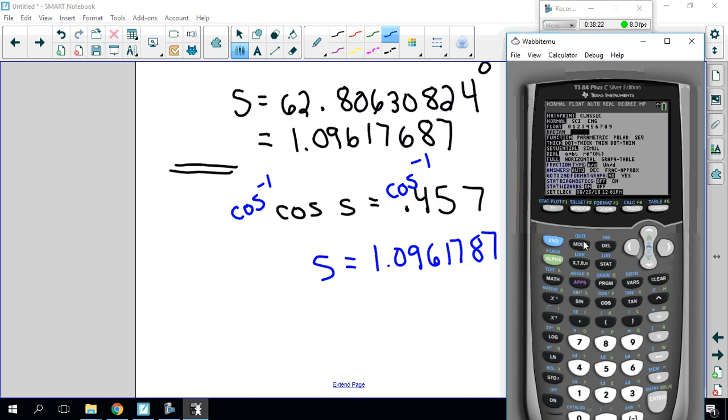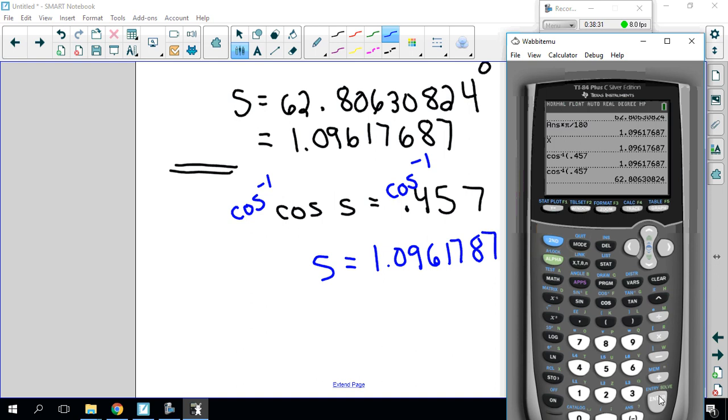Or you could be in mode, switch to degree. And you do inverse cosine of 0.457. And you get 62.80630824. I hope I did a good job there. Once again, we will fully study inverses and all the issues associated with inverses. But it turns out at the angles less than 90 degrees, and that's where they put us, there is no problem with inverses. So go ahead, if you know the angle's less than 90, inverse away.